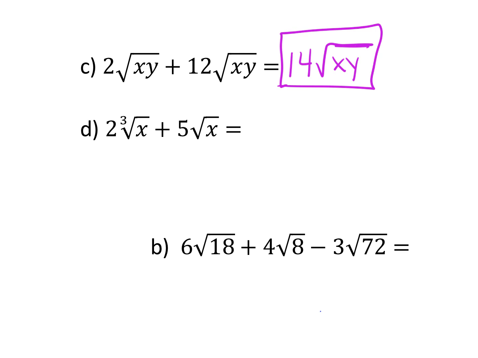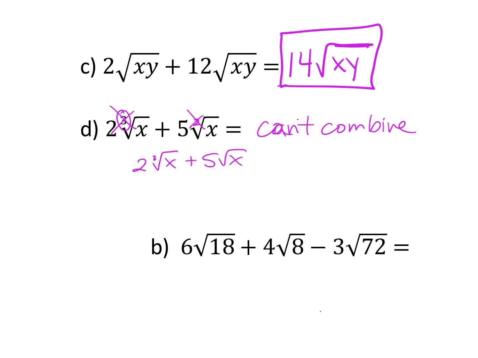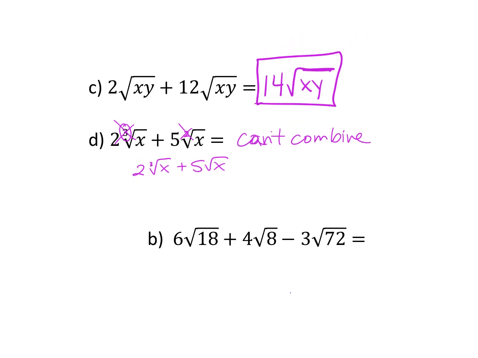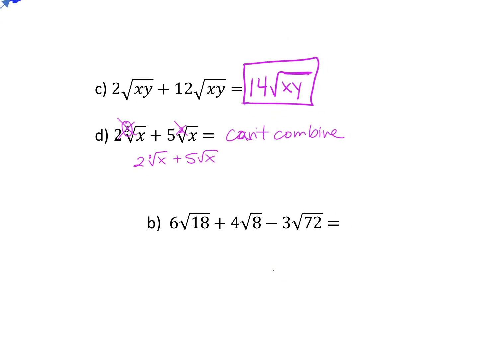Can't do it, right? This is a cube root. This is a square root. You cannot do it if that's your setup. So you can't combine this. Oops, sorry, that's really messy. So really your answer is 2 times the cube root of x plus 5 rad x. There's nothing more you can simplify there. Do you have to write it out again? No, you can just tell me you can't combine it. That's fine. Or just put a box around the problem itself is fine.